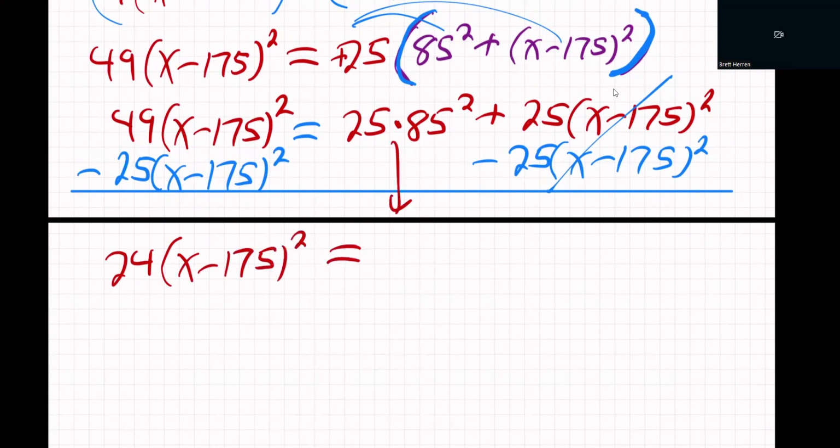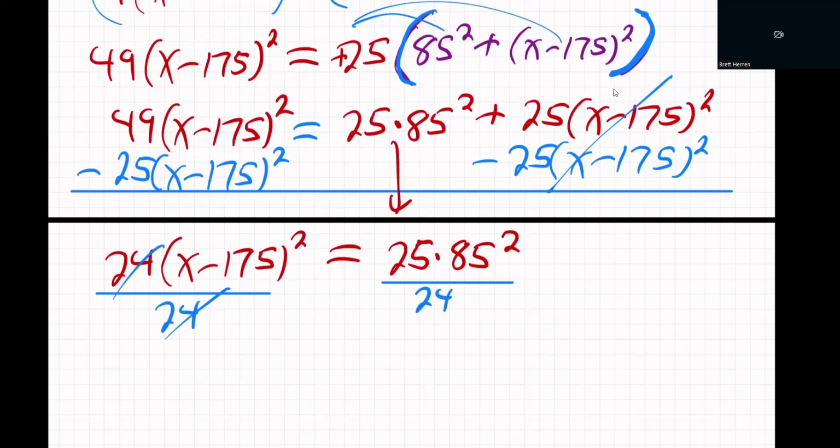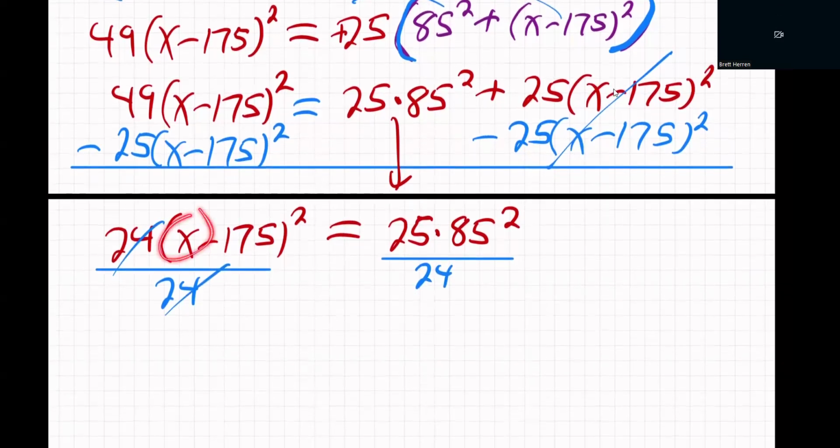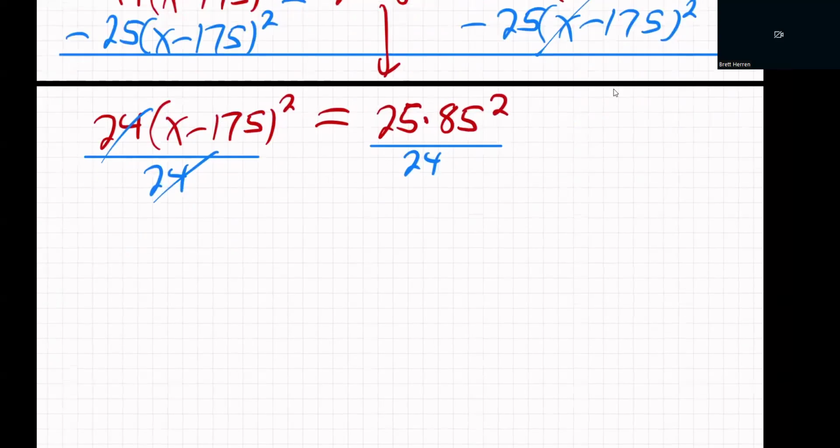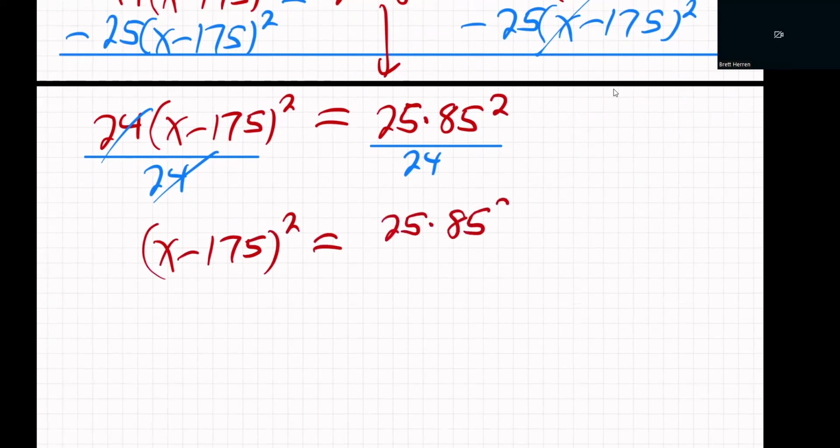Here, we just bring these guys down. I'm just going to leave it as it is. I'll let Desmos do the work in a minute. 25 times 85 squared. Okay, let's divide both sides by the 24, trying to solve for x. Getting close to it. So then x minus 175 squared equals, again, I'm just going to leave it be and let Desmos do the work in a minute.